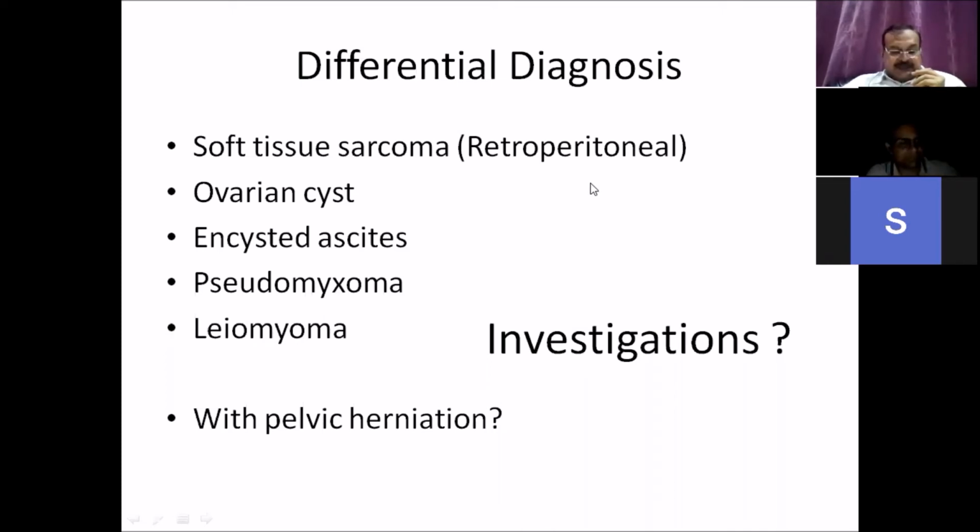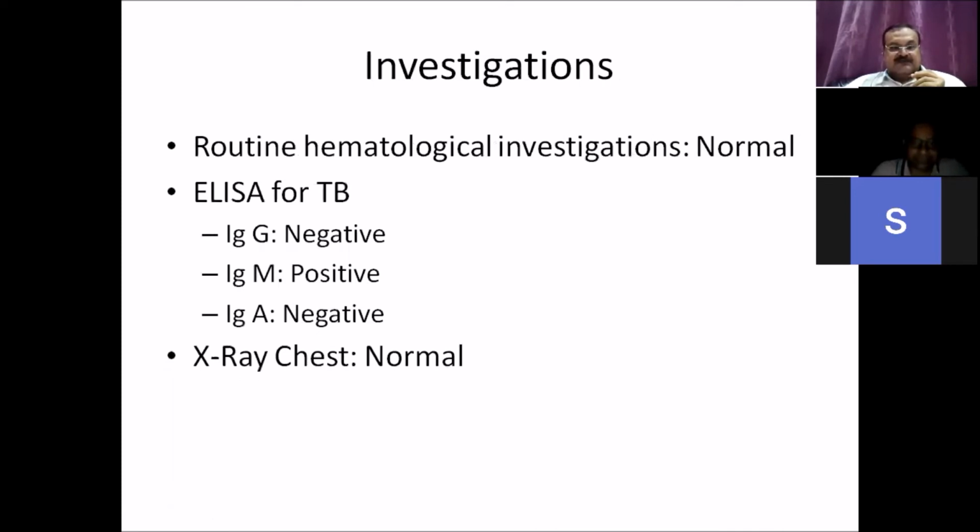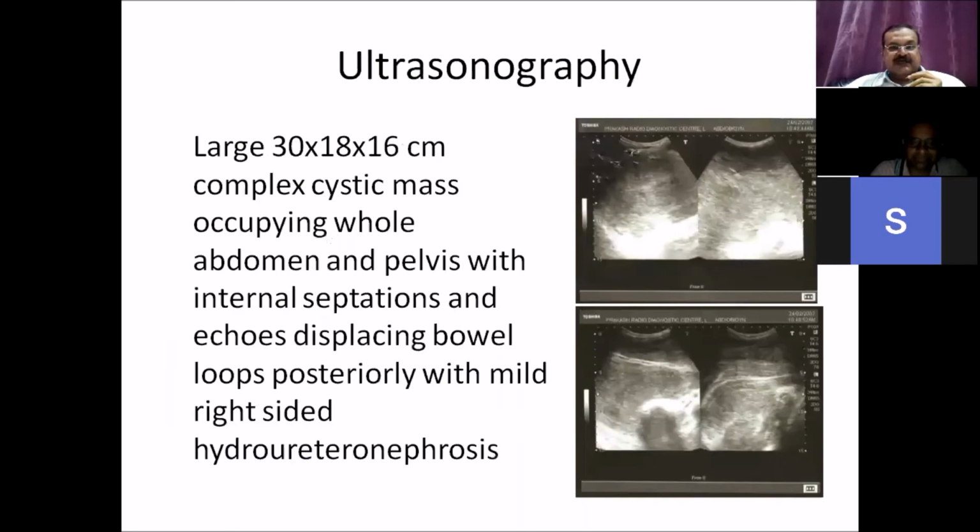So the investigations are done. X-ray chest was normal. ELISA for TB was done. I don't know why it was done, but patient had the report. Ultrasound was done, which shows a large 30 into 18 into 16 centimeter complex cystic mass occupying whole abdomen and pelvis with internal septations and echoes displacing bowel loops posteriorly with mild right-sided hydronephrosis.